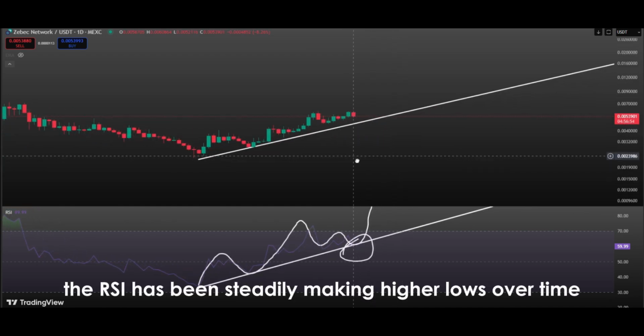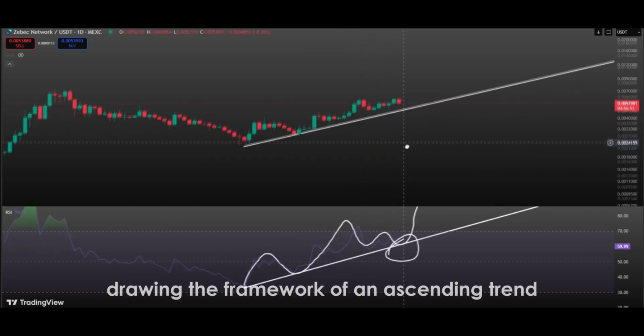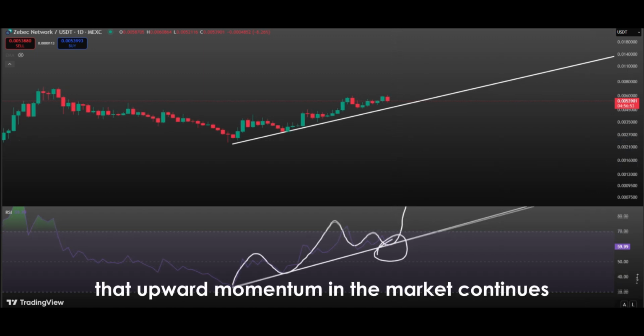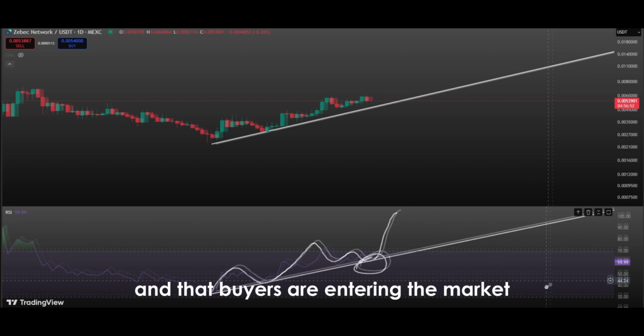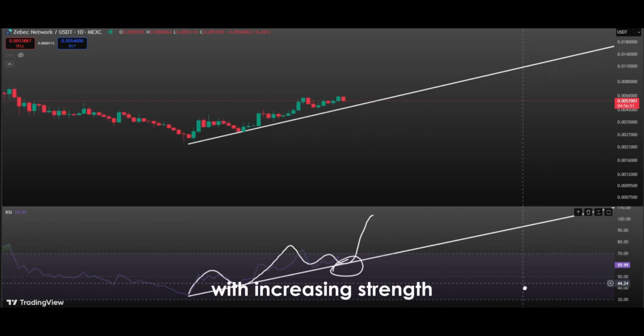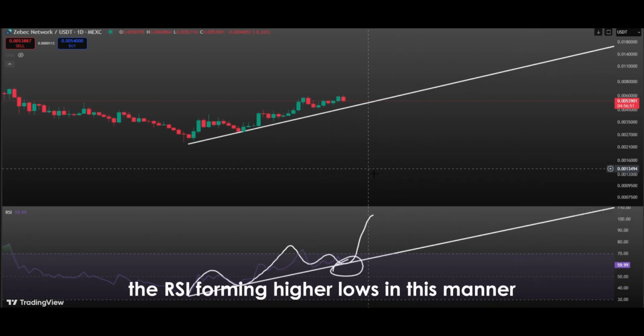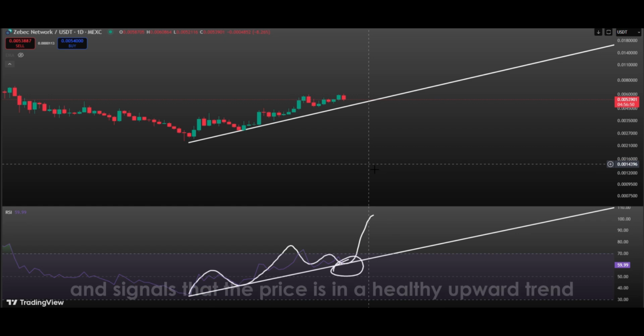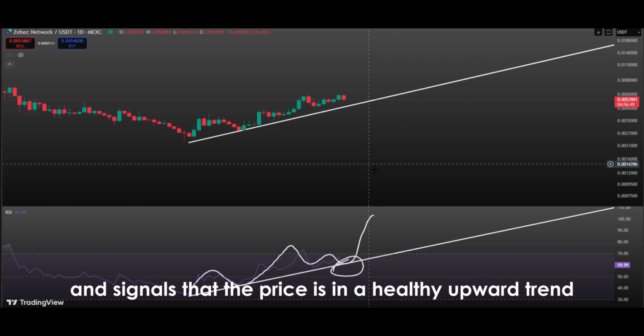The RSI has been steadily making higher lows over time, drawing the framework of an ascending trend. This structure indicates that upward momentum in the market continues and that buyers are entering the market with increasing strength. As price fluctuates, the RSI forming higher lows in this manner confirms the confidence of market participants and signals that the price is in a healthy upward trend.